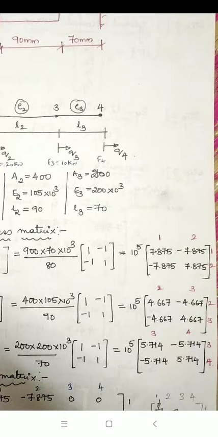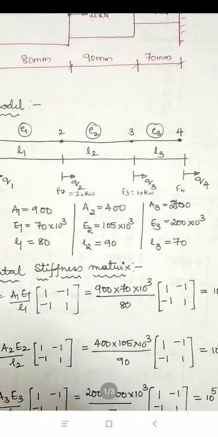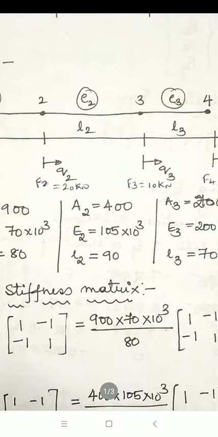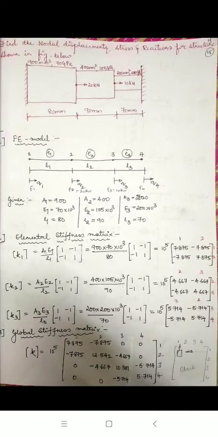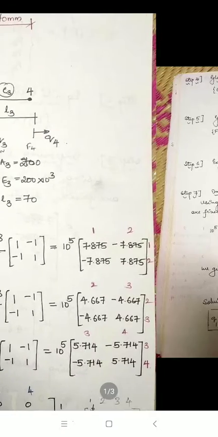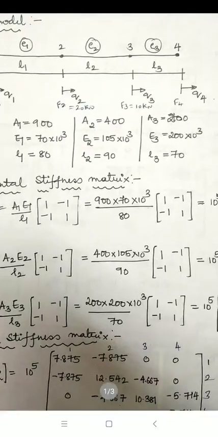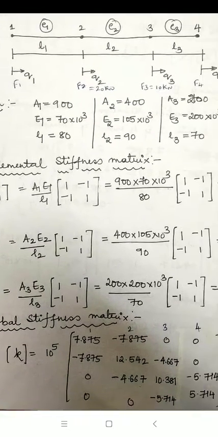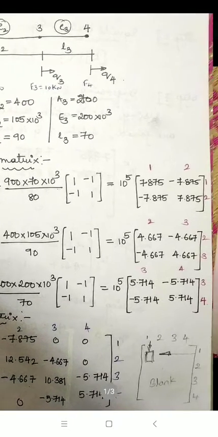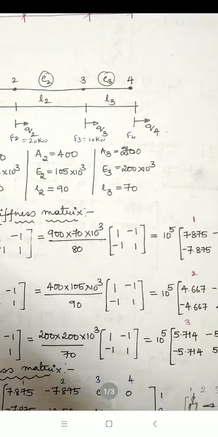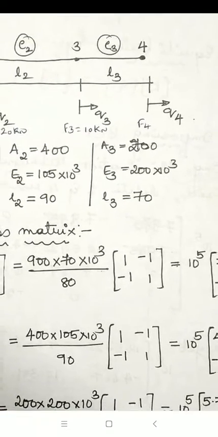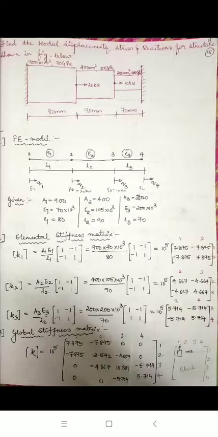Here row and column numbers I have given as 2 and 3 because for element number 2, see here in the diagram, for element number 2 nodes are 2 and 3. That's why column and row numbers are 2 and 3 in K2. Similarly K3 also. Here row and column numbers are 3 and 4 because for element number 3 nodes are 3 and 4. Now next step, global stiffness matrix.